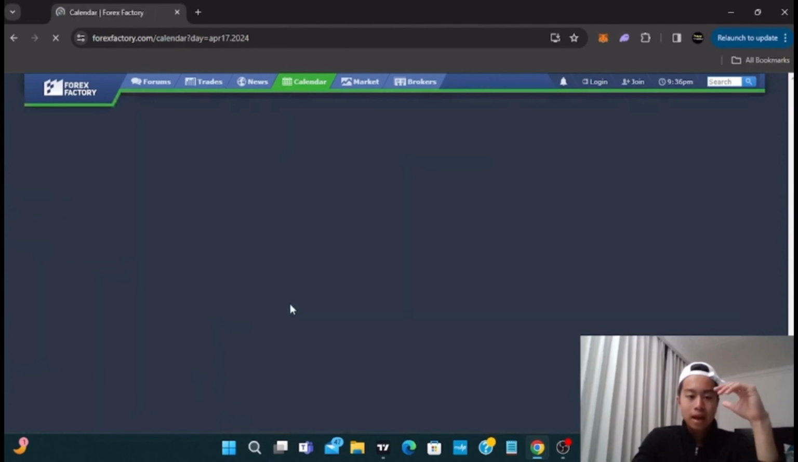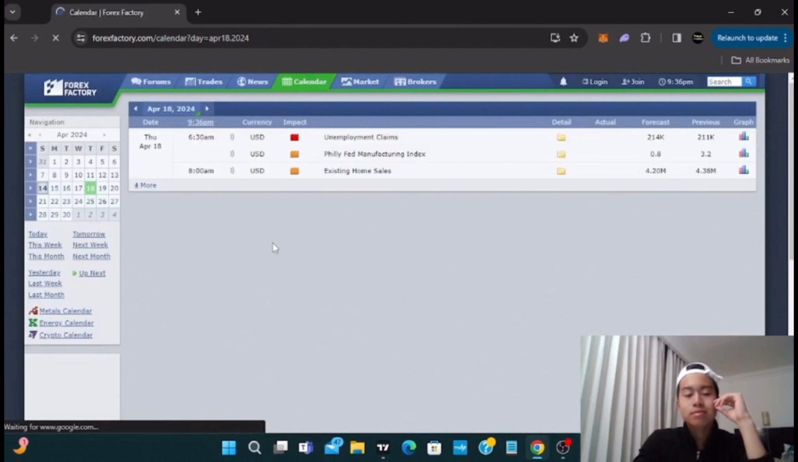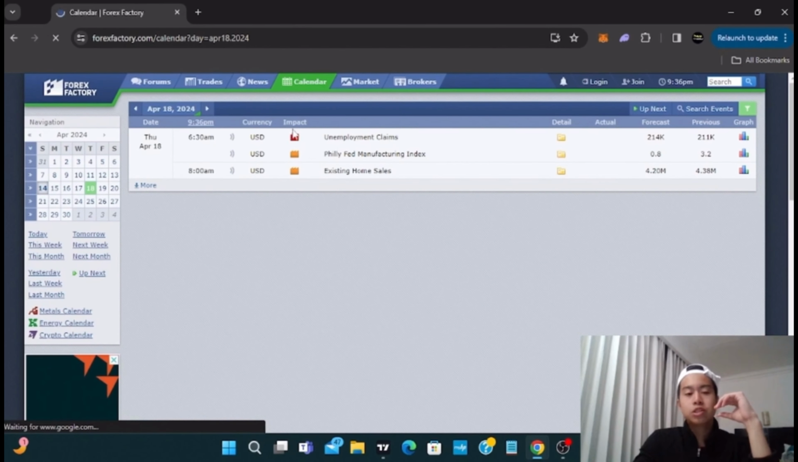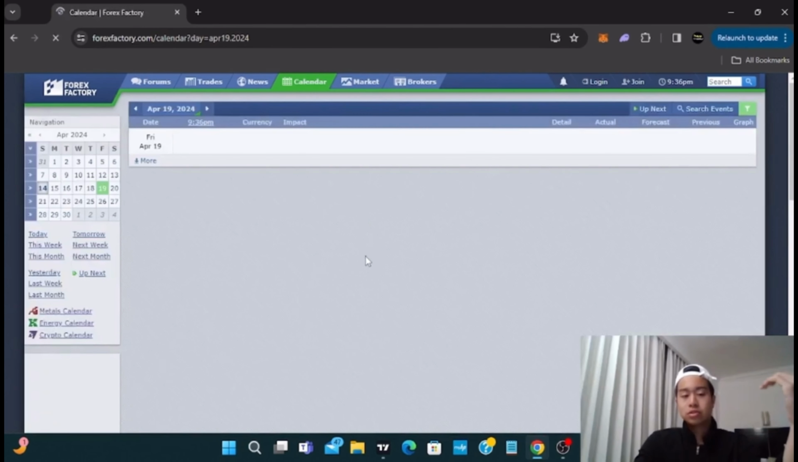Wednesday is a green light to trade. It really isn't that important. Thursday, you should avoid 6:30 because it's unemployment claims. These do move the markets quite a bit, so you have to look out for 6:30 a.m. unemployment claims on Thursday. And lastly, for Friday, there's no news, so Friday's a green light.